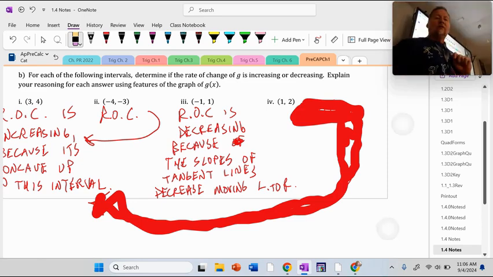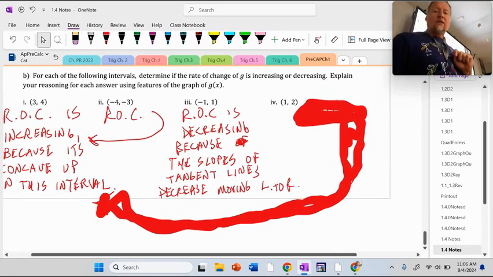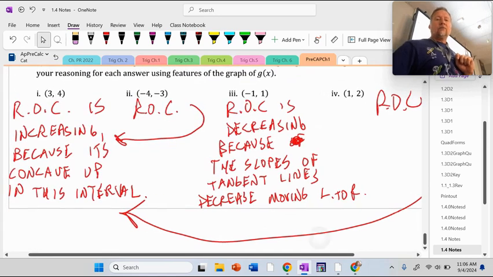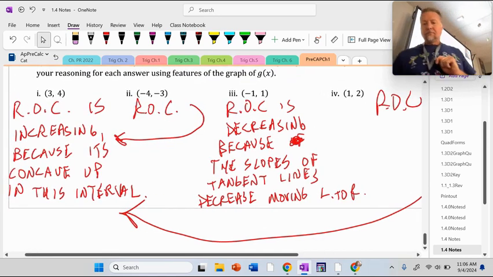And then from 1 to 2, you can look at it. It's the same. It's increasing, I believe. Right? Okay, so now I can leave that, and then you can write what you want. And then I'll end the video.